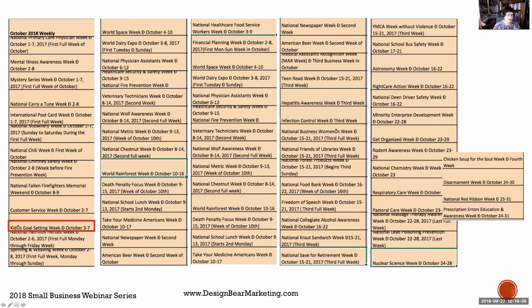And now we're going to kind of look. So you have Kids Goal Setting Week. They work with kids. It's a big part of their program. It could be something that they wanted to do during the week of October 3rd through the 7th. There's Veterinary Technicians Week. So this is really important to them. They rescue horses and they work with vets around. So that's the 8th through the 14th. There's Veterinary, oh, I duplicated that, sorry.